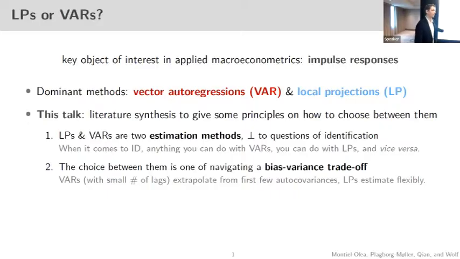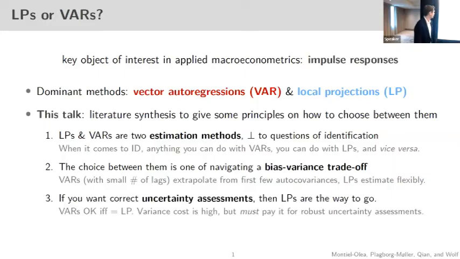Okay, so now for applied practice, the question is how should we navigate this bias-variance trade-off in finite samples? For that, you're going to need an objective function. What we're going to say is that if you want robustly correct uncertainty assessments, in a sense that I'll make precise, then LPs are the way to go, in the following strict sense: they do have a high variance cost, but VARs are going to be provably fine if, and only if, they're as noisy and so equivalent to the local projection.